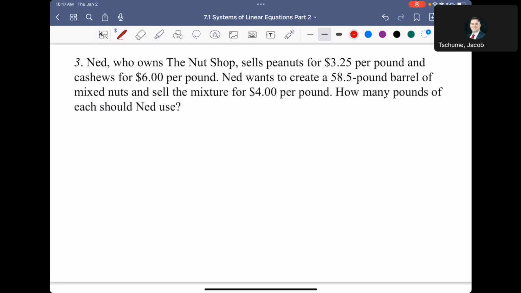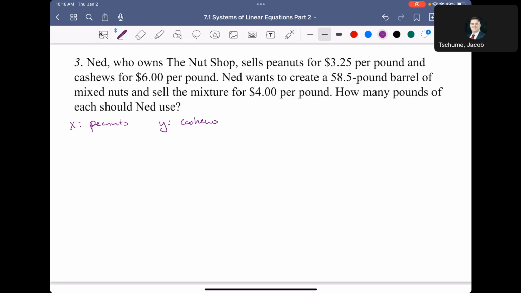All right, so once again, back to my similar technique here. I'm going to have to use an X and a Y here. And let's see, going in order, X comes first, so I'm going to call that peanuts because they mentioned that first. And then I'm going to let cashews be second. So that will be my Y.